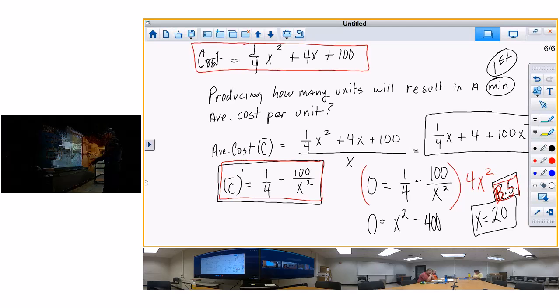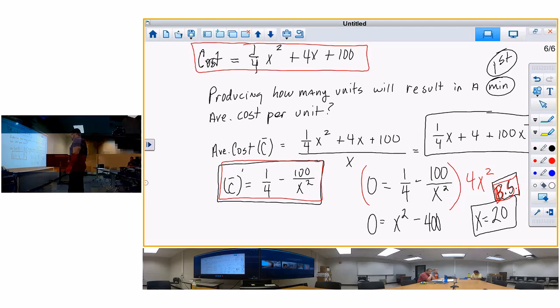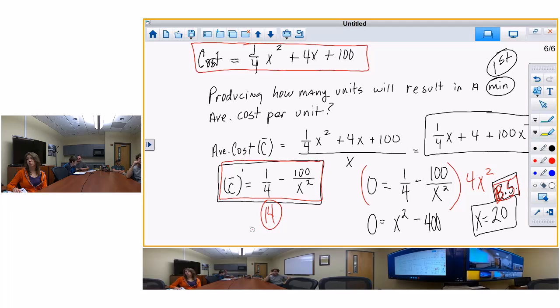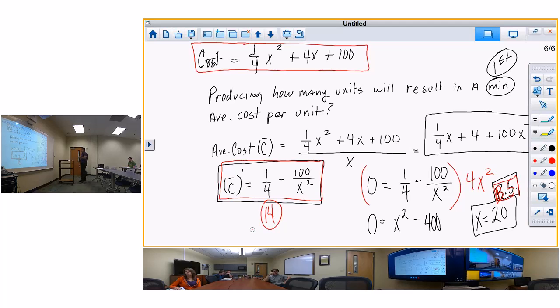20 squared is 40, 100 divided by 40, I think this comes out to be 14. That's what I got. And 14 times 20 is 280, so you should get 280 for the cost.